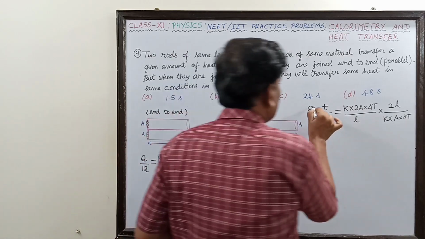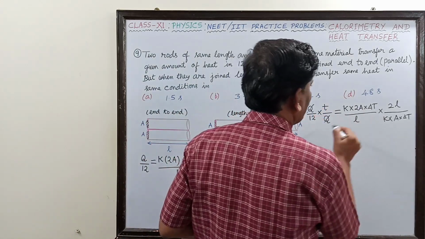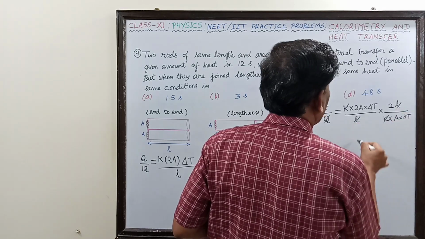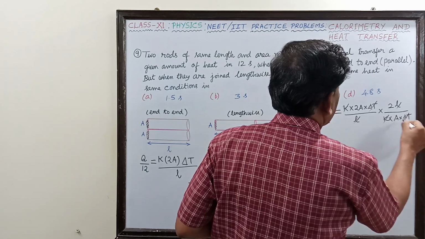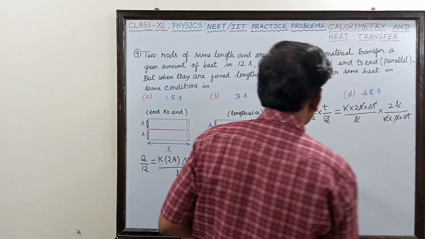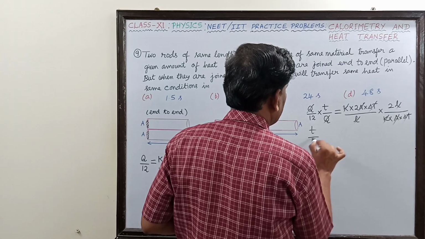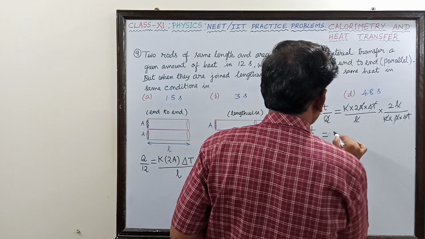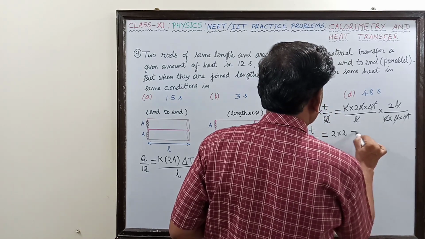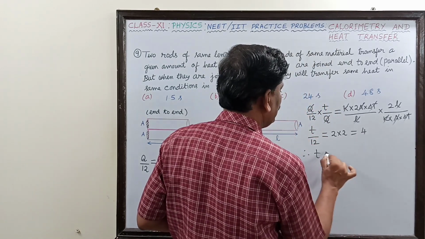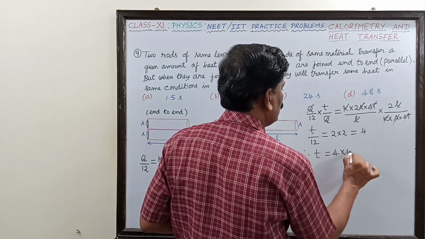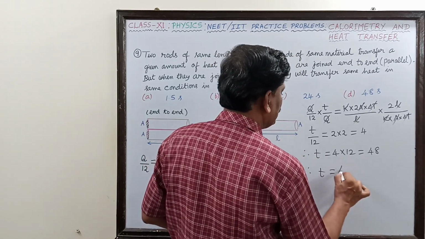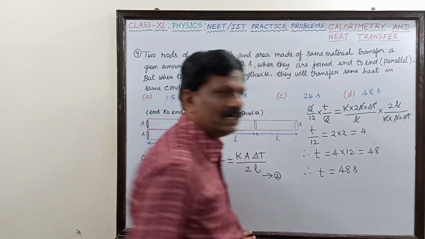So the constants like Q get cancelled on the left hand side, then K and K, L and L, delta T and delta T, A and A get cancelled. So T divided by 12 is equal to 2 into 2, that is 4. Therefore T is equal to 4 into 12, that is equal to 48. Therefore T is equal to 48 seconds. That must be the correct answer.